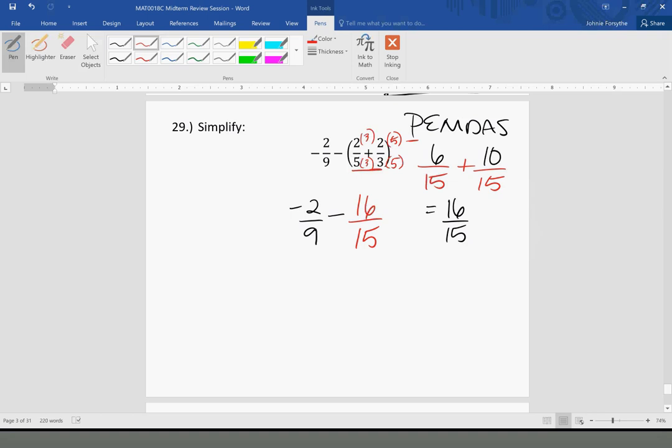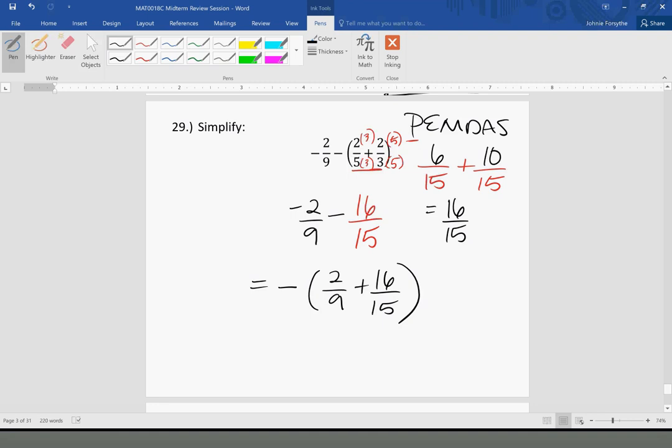Okay, so now I have the same signs, negative 2 over 9, negative 16 over 15. So I'm going to add and keep the sign. So the answer is going to be negative whatever 2 over 9 plus 16 over 15 is. Okay? So we need to get common denominators.